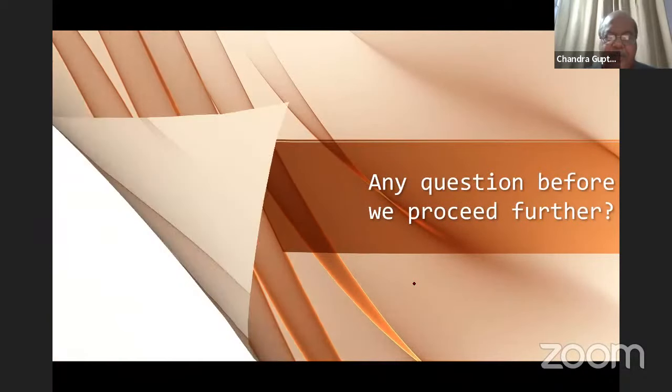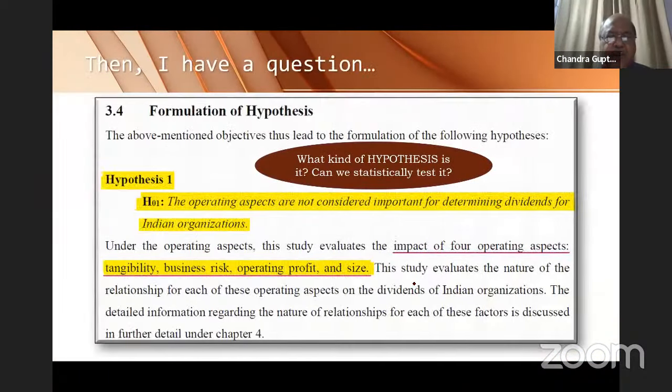So let's proceed further. And now we have a question: what kind of hypothesis is it, and can we test it statistically? Operating aspects are not considered important for determining dividends for Indian organizations. Anyone can help me in this? What is the hypothesis we have here?